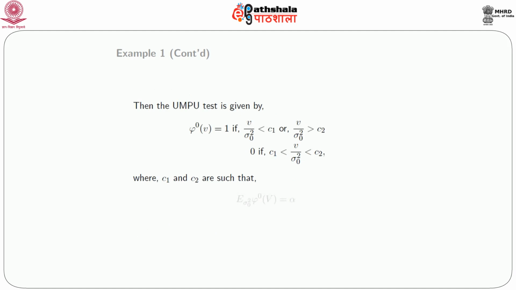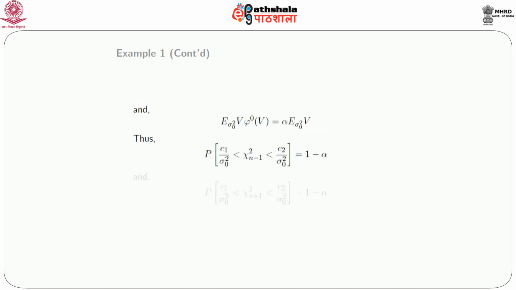Then the UMPU test is given by φ0(V) equal to 1 if V/σ0² is less than c1, or if V/σ0² is greater than c2, equal to 0 if c1 is less than V/σ0² less than c2, where c1, c2 are such that the expectation of φ0 equals α under σ0², and the expectation of V φ0 equals α times the expectation of V. Simplifying these conditions, after some mathematical derivations, we get the probability that c1/σ0² is less than χ²(n−1) less than c2/σ0² equals 1 − α.